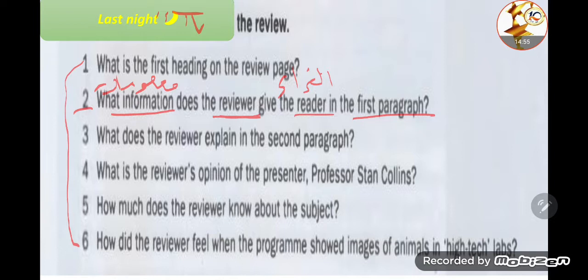اوكي، وبعدين اعطانا a summary of the content of the documentary and how animals are used in scientific experiments. أعطانا summary عن إيش؟ عن الدوكيومنتري بشكل عام ومحتوى الدوكيومنتري، وكونتنت معناها محتوى، وحكى لنا how animals are used in scientific experiments، كيف بيتم استخدام الحيوانات بالscientific experiments.